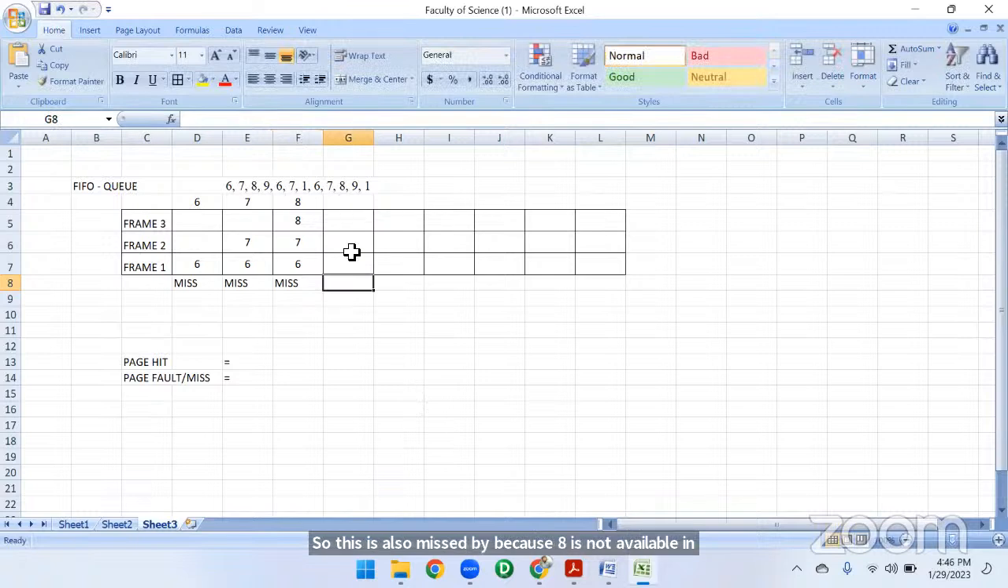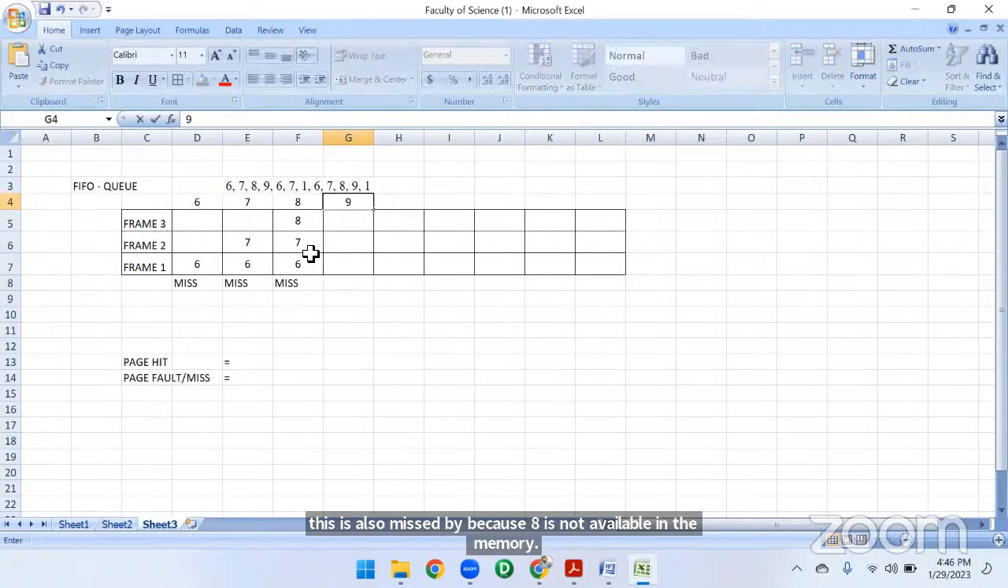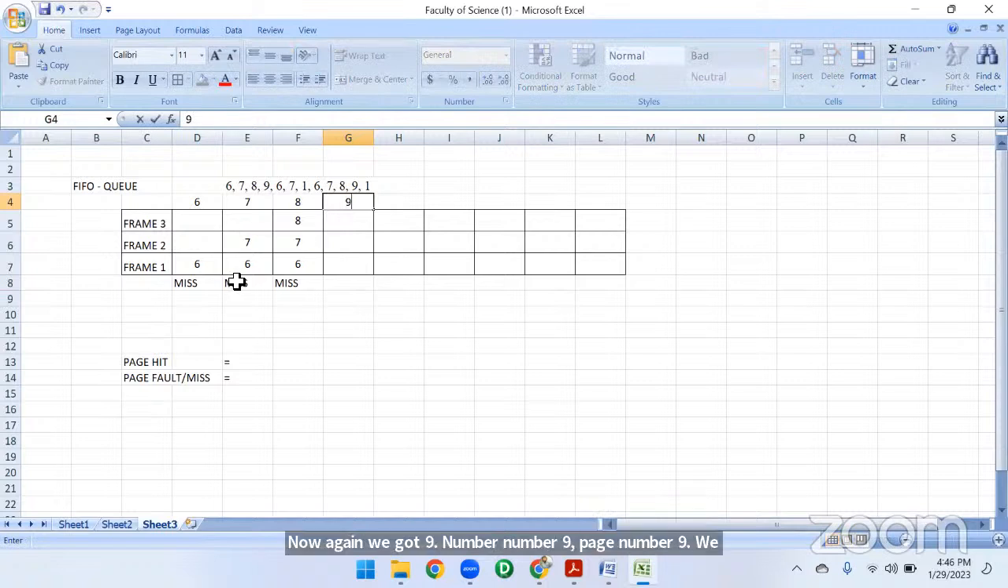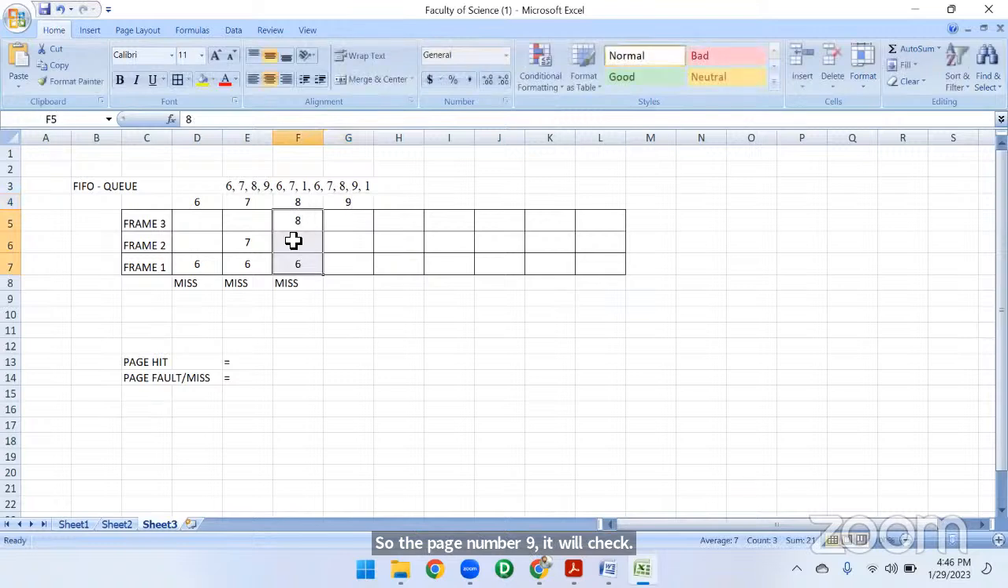Now again we got page number 9 into the memory. It will check whether page number 9 is available in this memory or not. If it is available, it will just keep that number only. It is not available, so it has to replace a value. How is it going to replace? What is the technique of the queue? Whoever enters first has to be released first. So it will replace the 6 value, so 6 is going to be changed to 9.